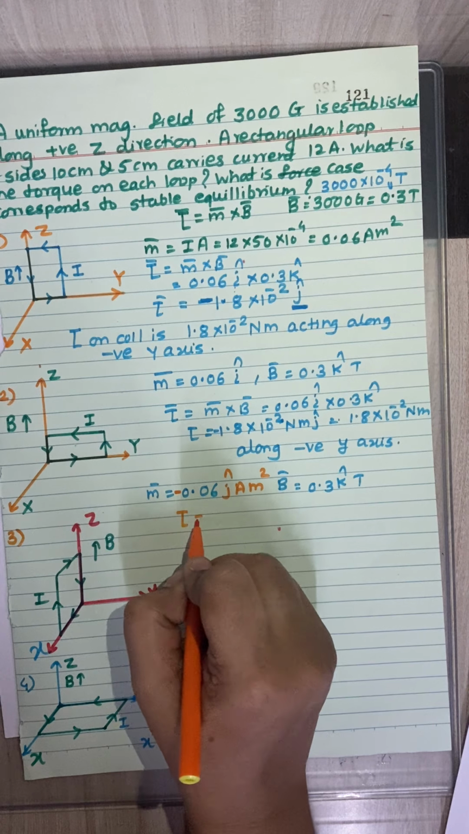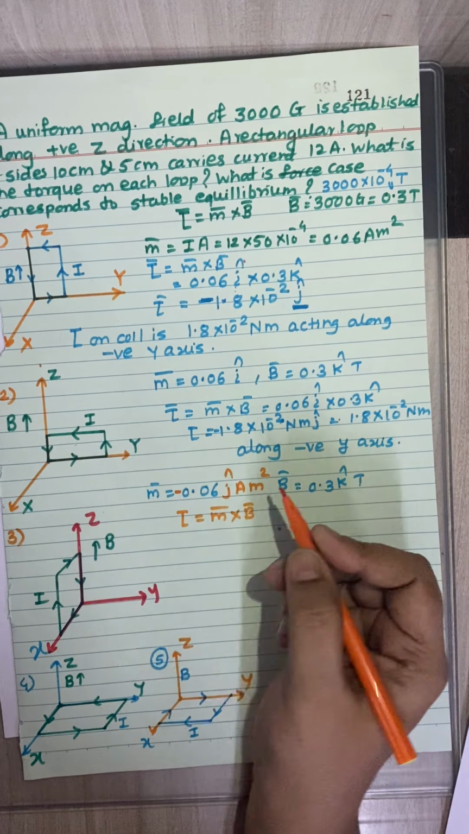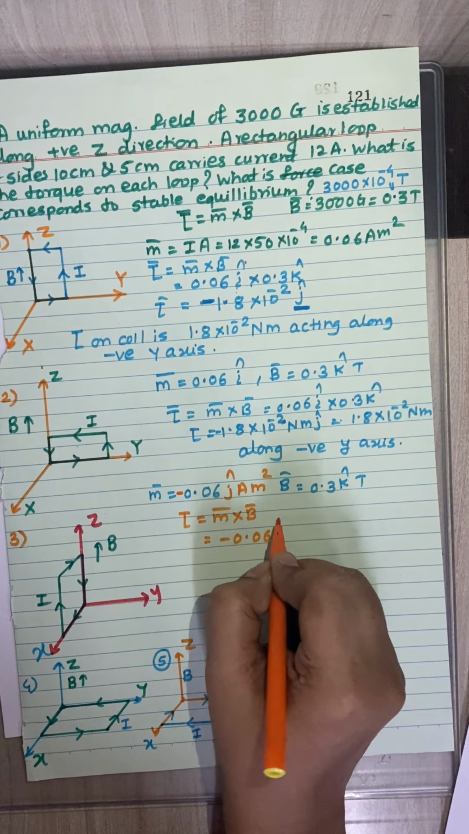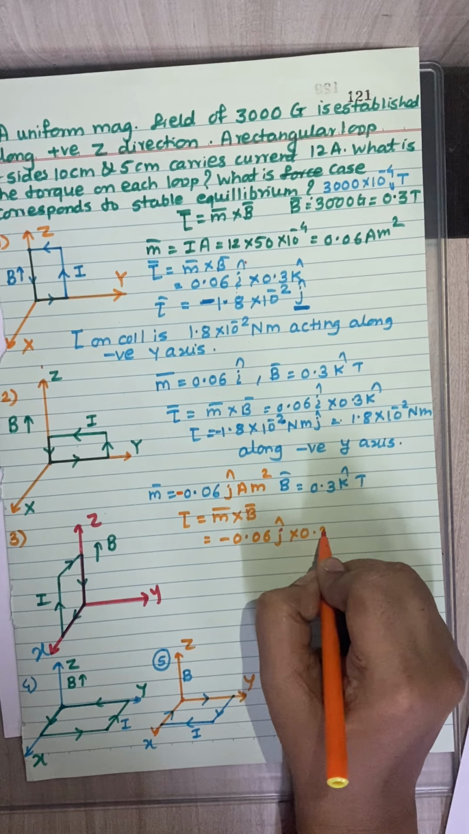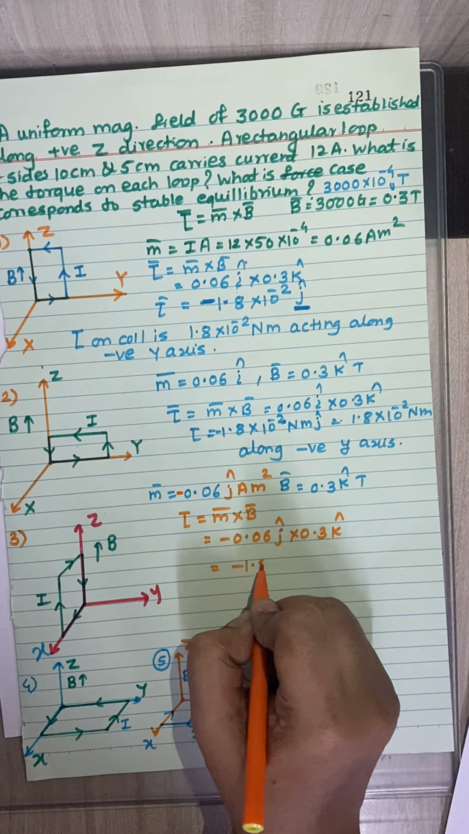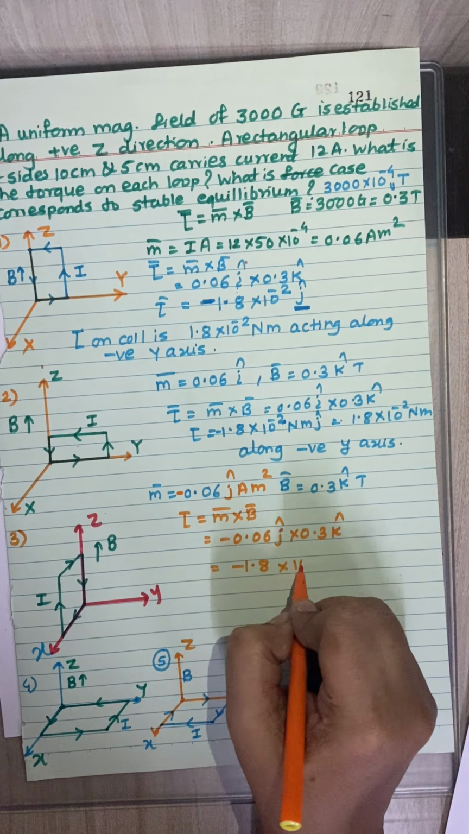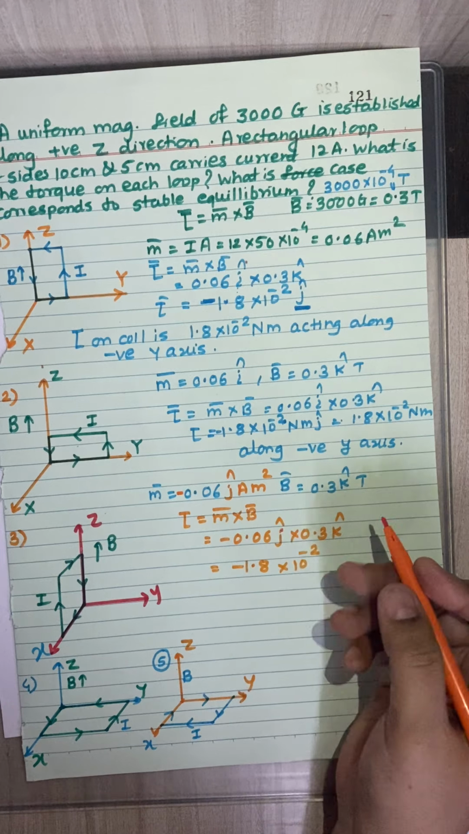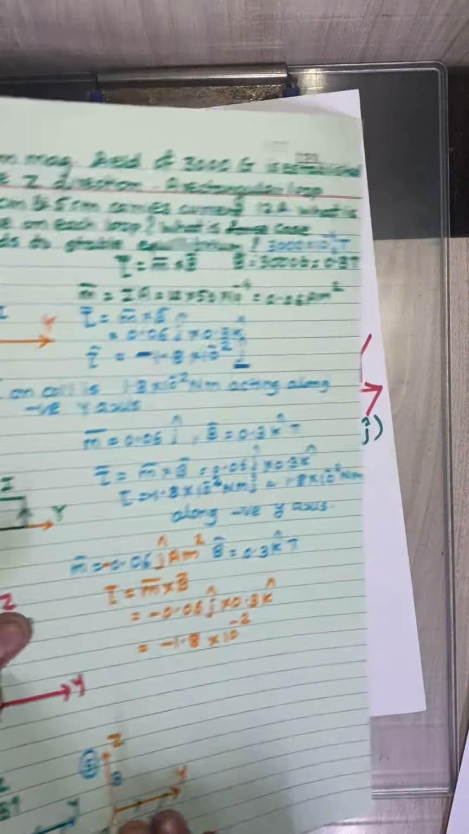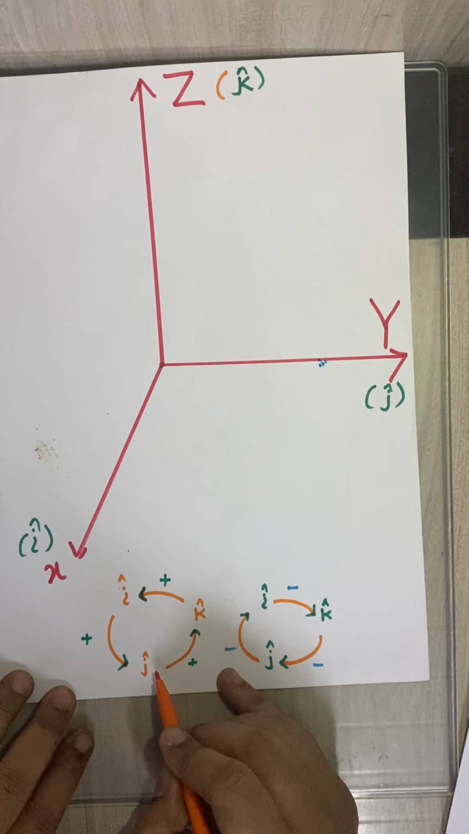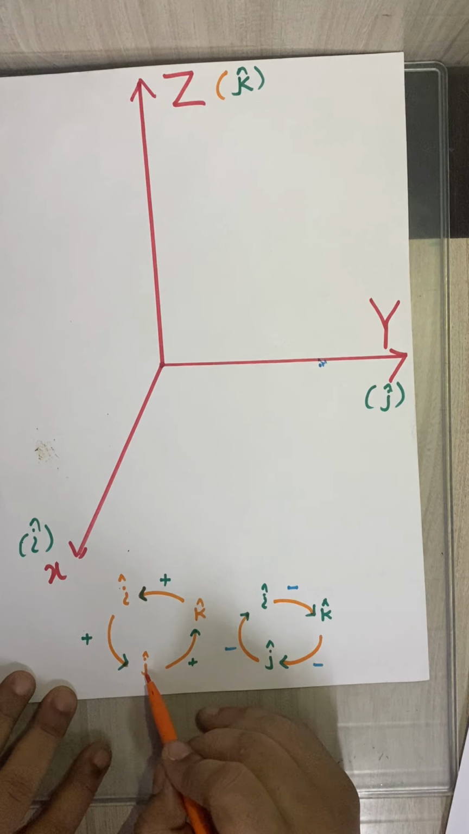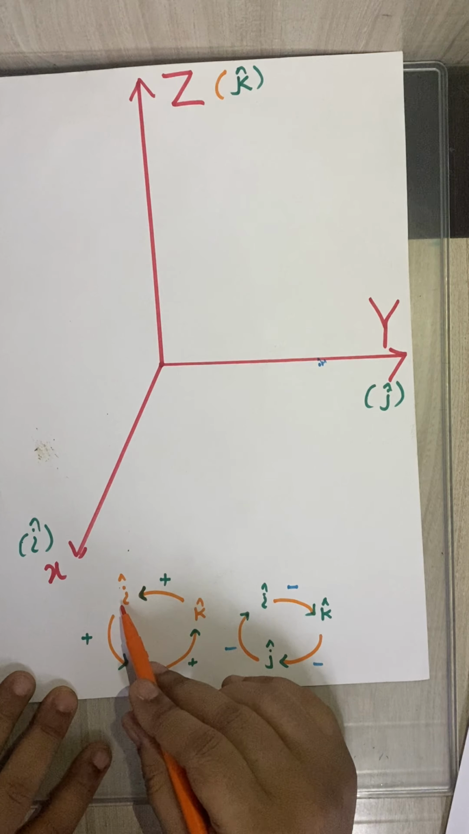Once again, tau is equal to M cross B only. And this is minus 0.06 J cap into 0.3 K cap. Obviously I'll get the value here, minus 1.8 into 10 raised to minus 2, and we have here J cross K is equal to I.